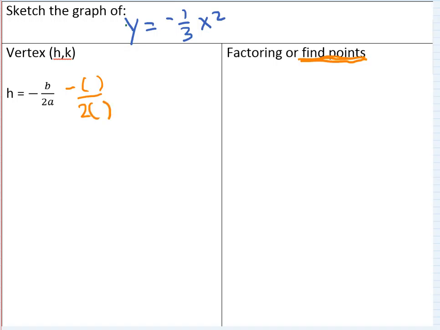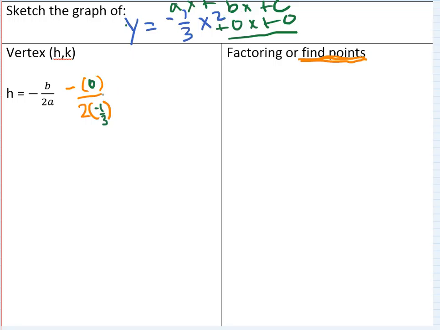If we label my original equation in standard form notation, ax squared plus bx plus c, we see that we're missing these last two terms. That doesn't mean they're not there, it just means that they're 0. So we have plus 0x plus 0. We never write anything for 0, so we know that b is 0. And then we have a is negative 1/3.